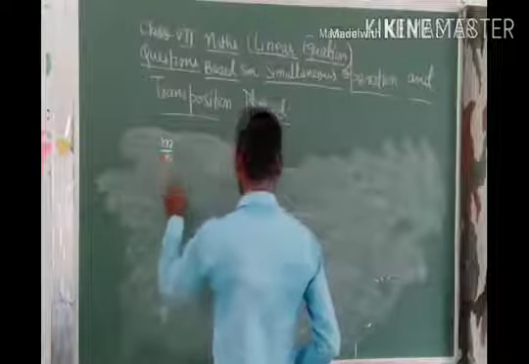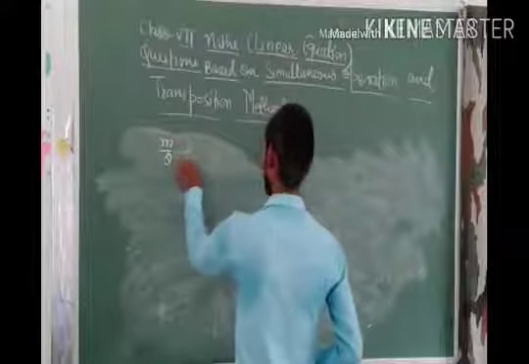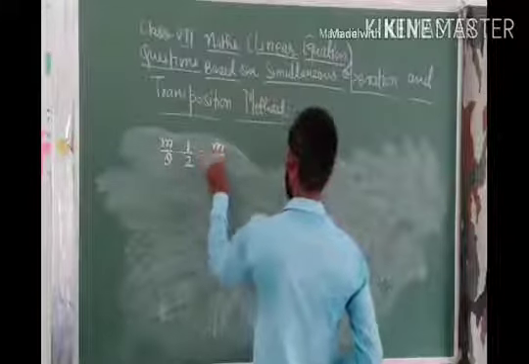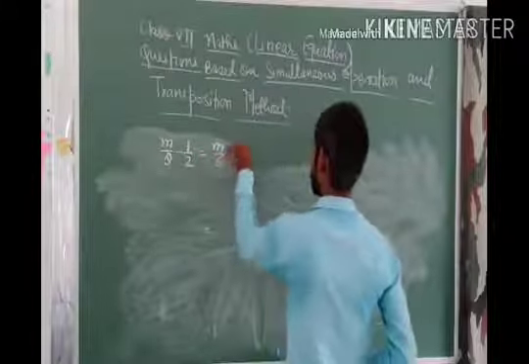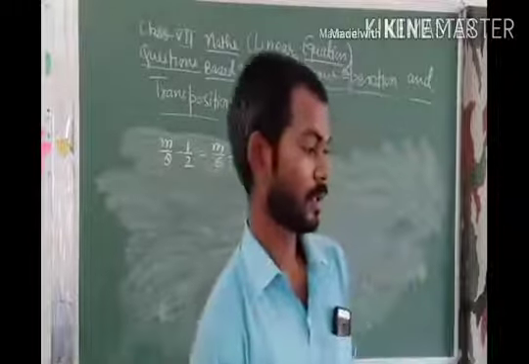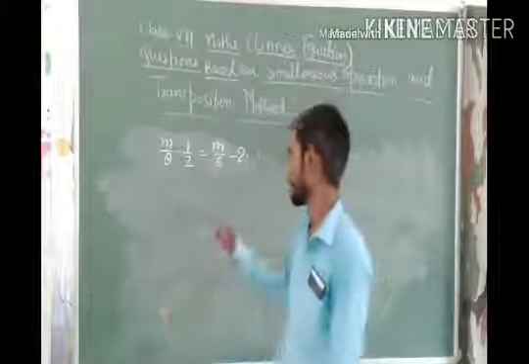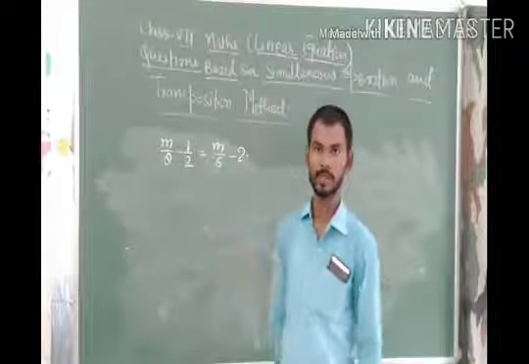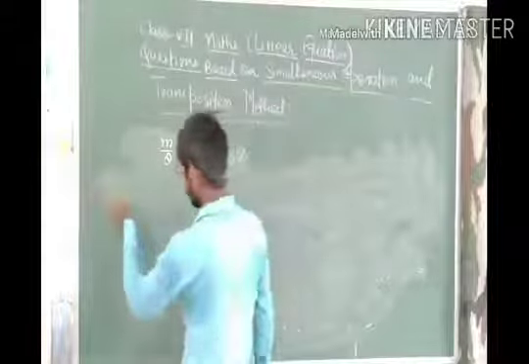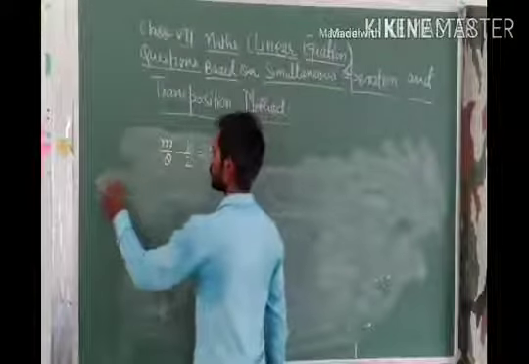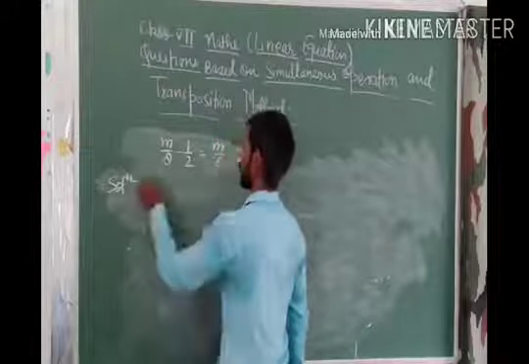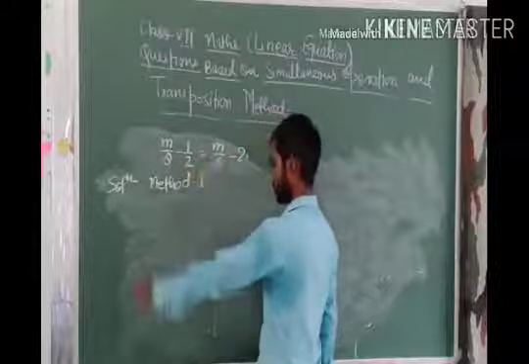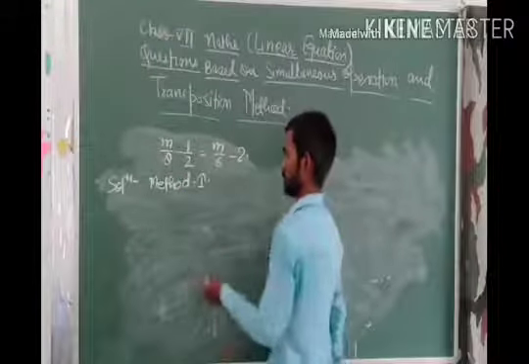m upon 8 minus 1 upon 2 is equal to m upon 6 minus 2. I will solve this question also by both methods. First method, that is the simultaneous operation method.